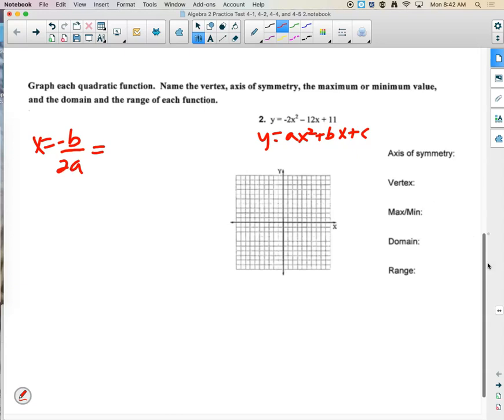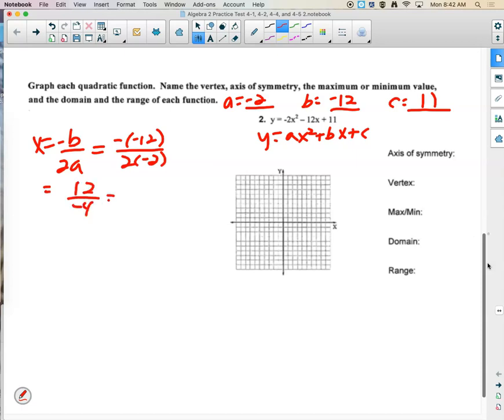Now, some of you, I remember, still like to do this in your homework. You can do that. Otherwise, you can just look up there and say a is negative 2, b is negative 12, and c is 11. Totally up to you. Whatever keeps everything organized for you is what you should use. So we'll have the negative of negative 12 over 2 times negative 2, which is a positive 12 over a negative 4. Gives us a really nice little negative 3 for the x-coordinate of our vertex.